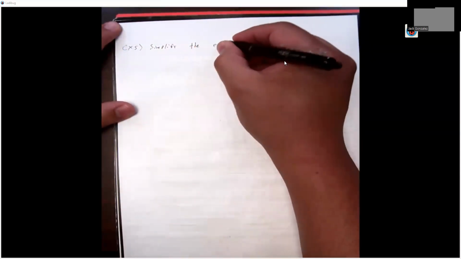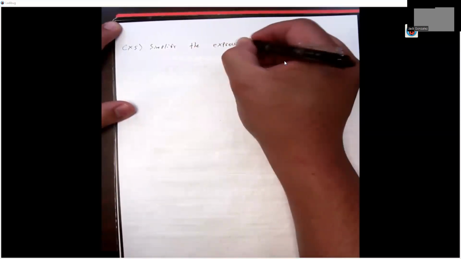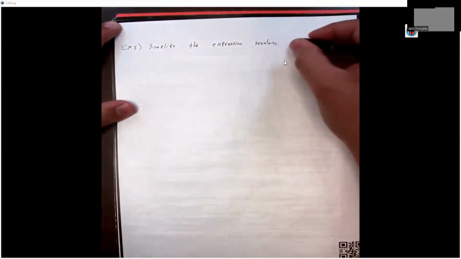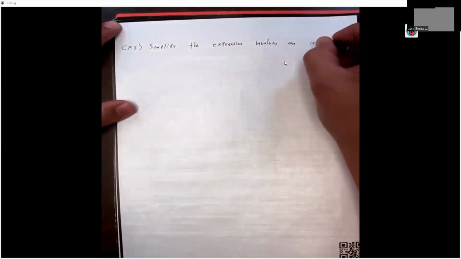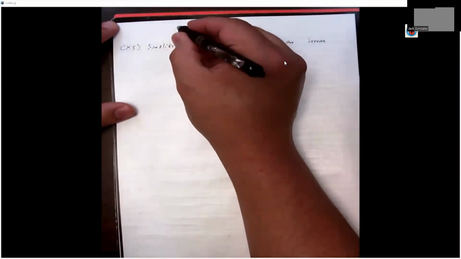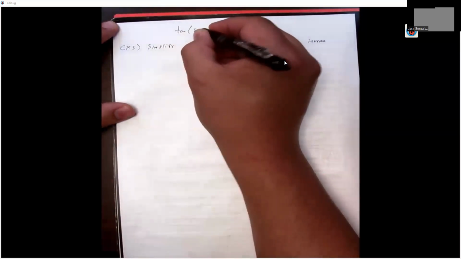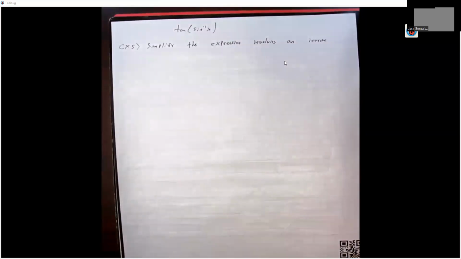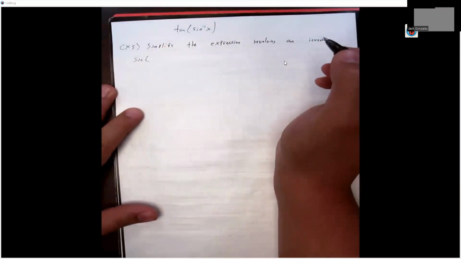To simplify the expression involving an inverse. So you guys remember, I think you had one of these on your test. It was like tangent, sine inverse, right? Do you remember that? So we're going to do the exact same thing, but now it'll be a double angle. So the work will be the same. This is your question. Is that involving an inverse? Yes, involving an inverse.